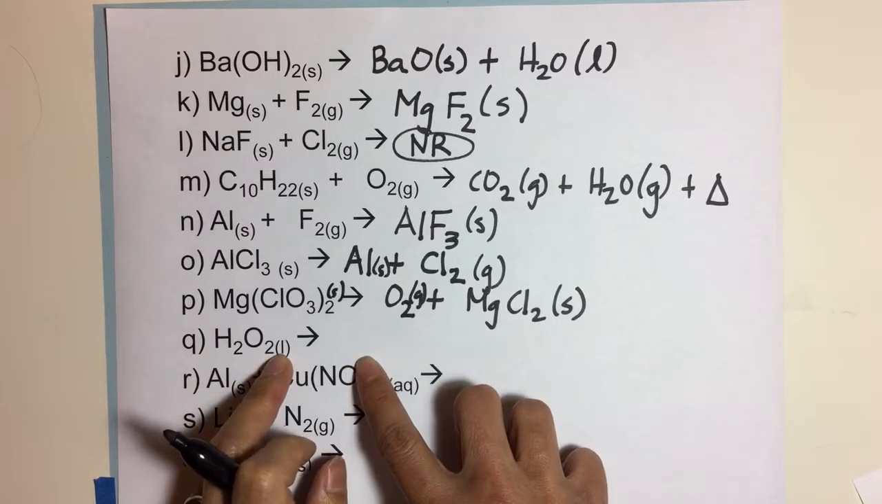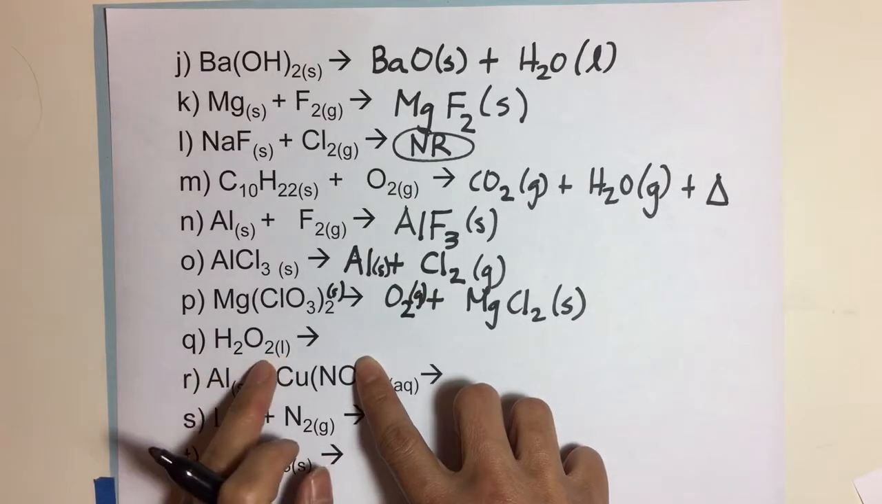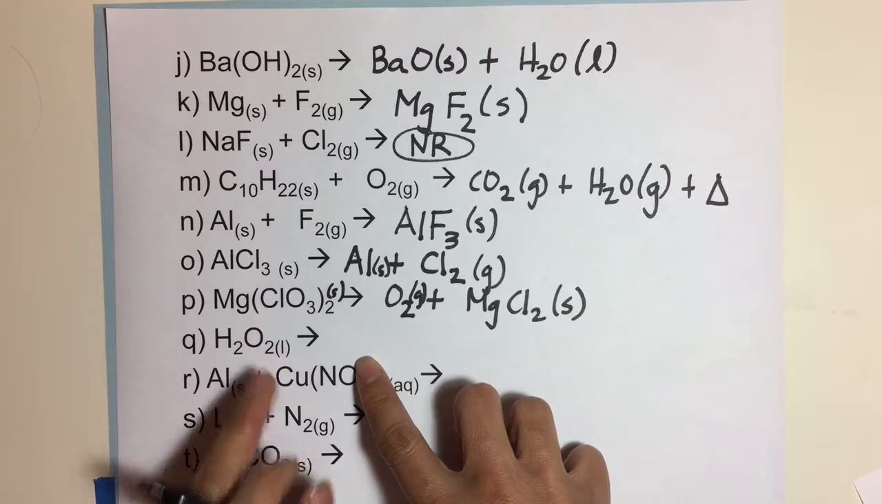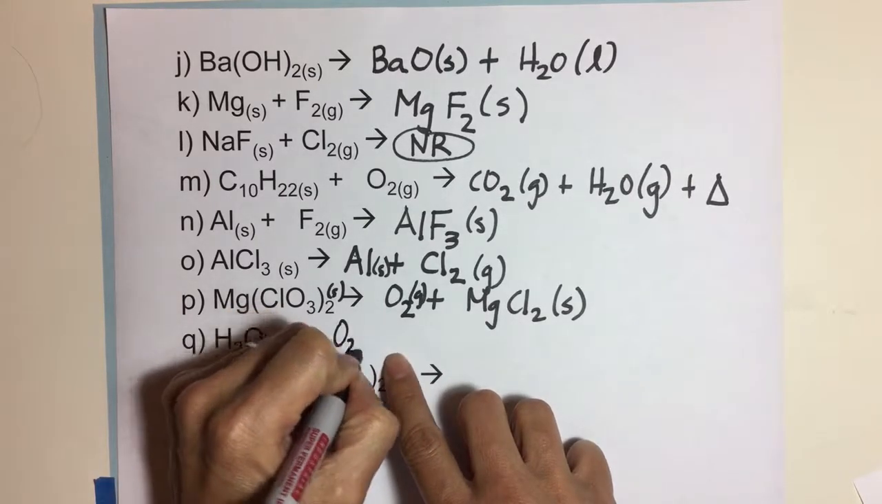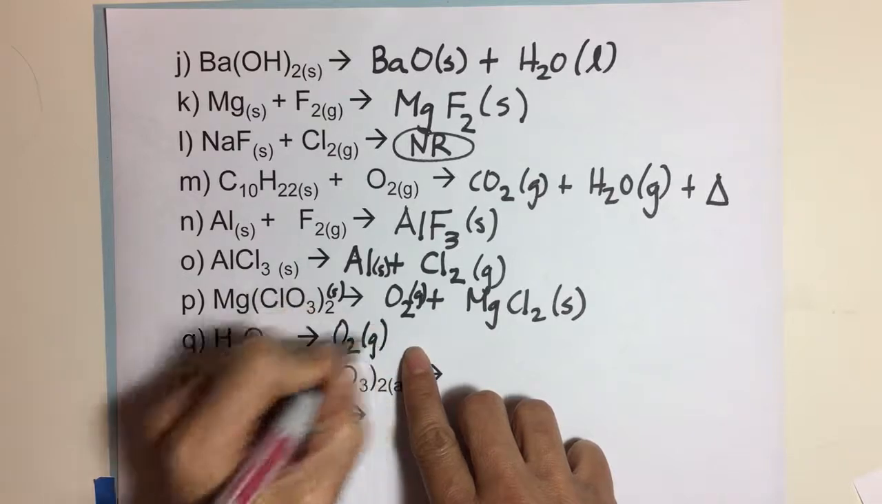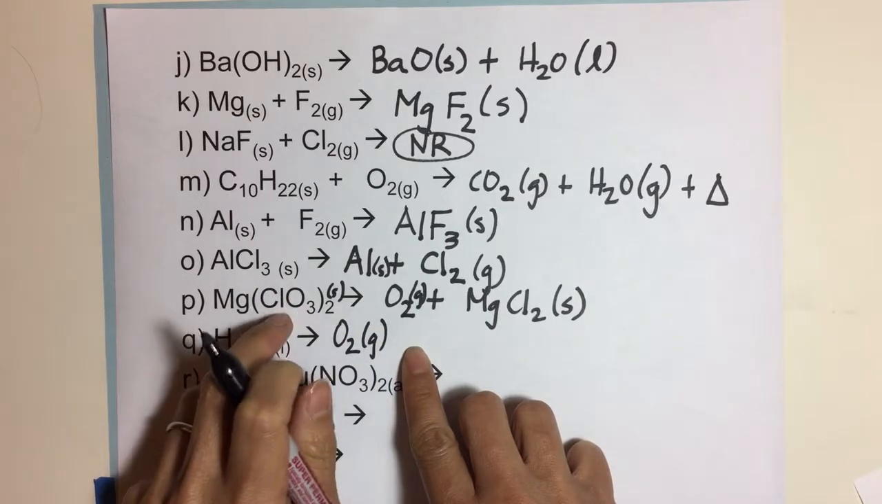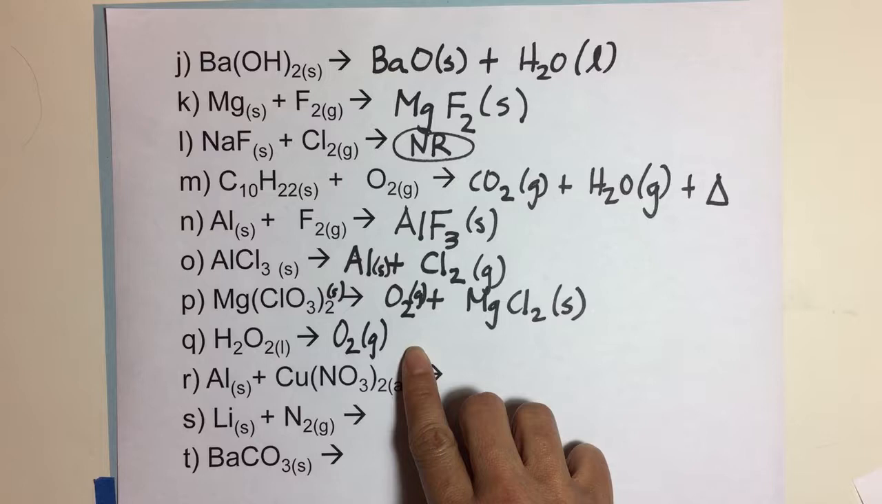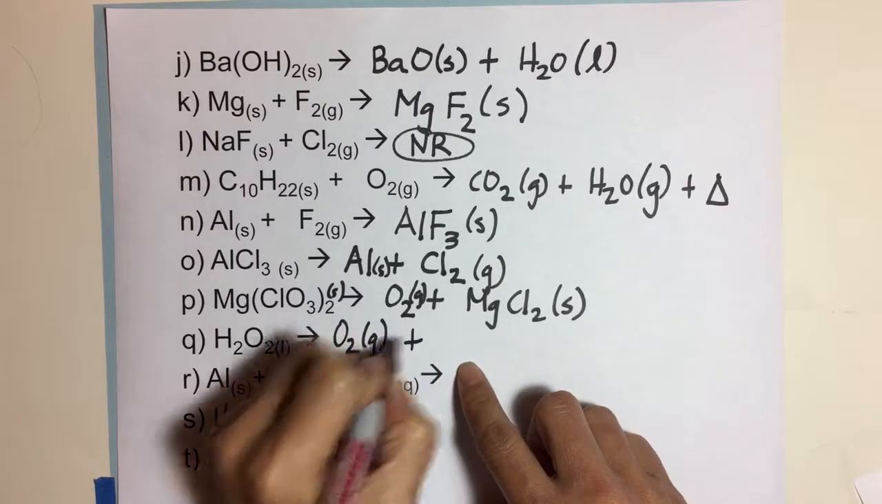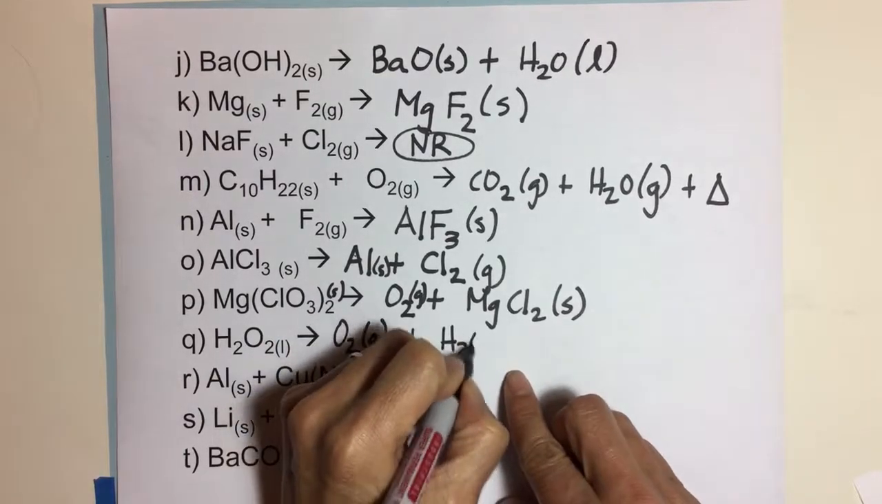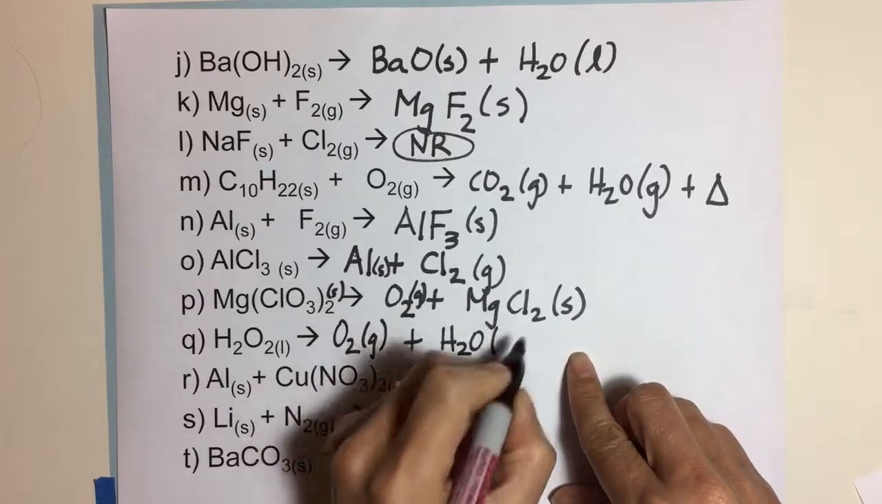Hydrogen peroxide. Hydrogen peroxide is going to yield, or you're actually going to pull out oxygen gas. So peroxides and chlorates will give off oxygen. And that will also be water. Water will be the other product.